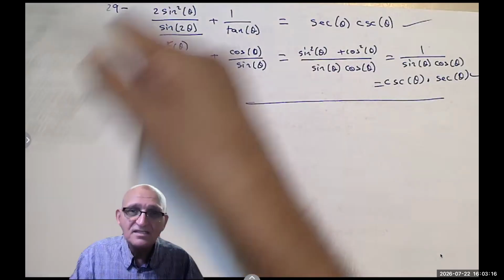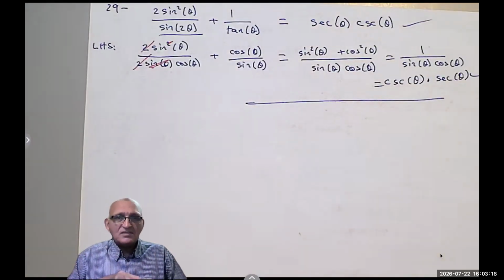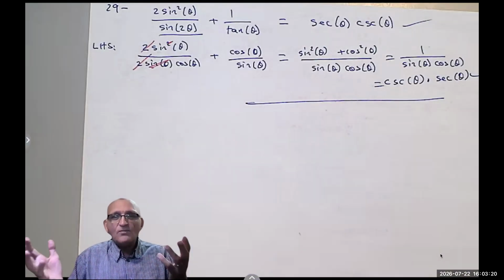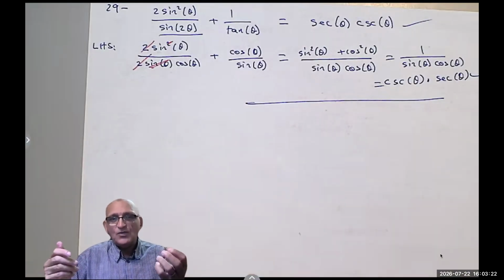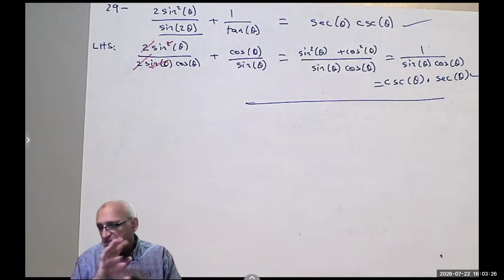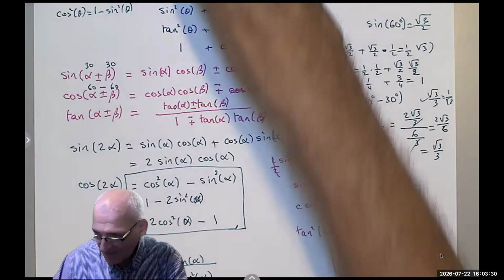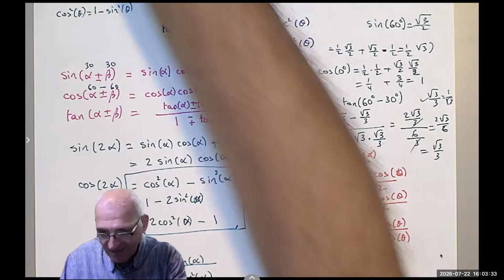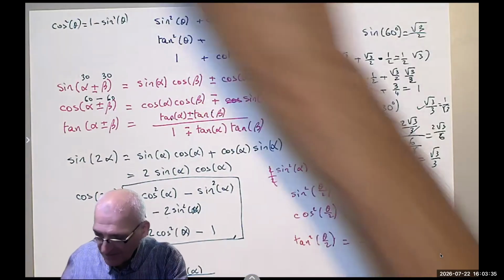So you pick one side and try to make it equal to the other. If they are too complicated, you can simplify one, simplify the other, and show that it's the same simplification. But don't do like me. Okay, work slowly and make sure you get everything right.